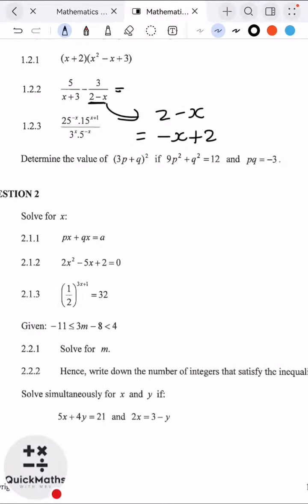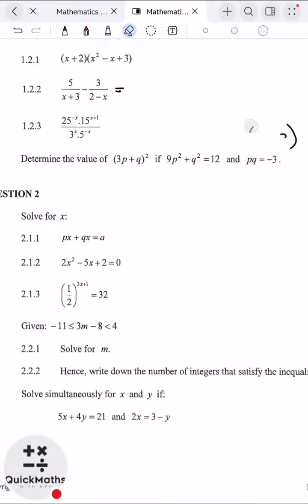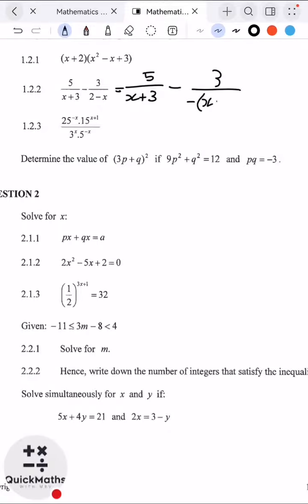But what I'm going to do now is take this negative out as a common factor. If I take a negative out as a common factor, I would have minus, open bracket, x minus 2. Again, as we mentioned earlier, if you take a negative out as a common factor, all the signs change. That's all I did. So I'm going to erase this, and you're going to see the denominator change a bit. So this is 5 over x plus 3 minus 3 over minus, open bracket, x minus 2. Again, the negative came out as a common factor.